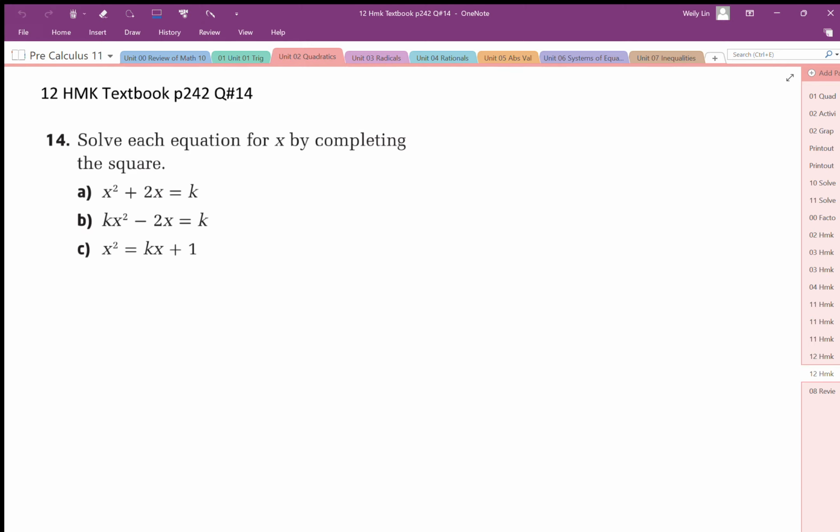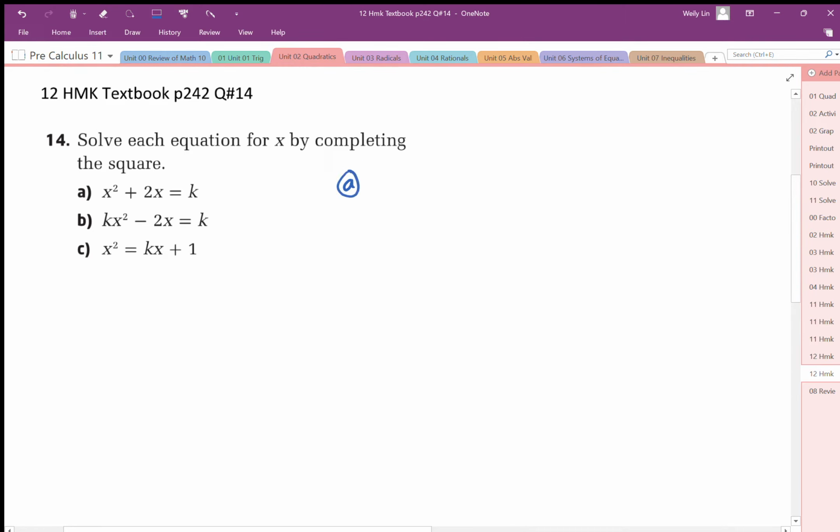So question number 14, it says solve each equation for x by completing the square. And really it's just using the same completing the square steps, but we now need to keep track of some parts algebraically because of that unknown k that we have here. Okay, so we can do this any way we want, but essentially we're trying to make a square so that we can undo the square and solve for x.